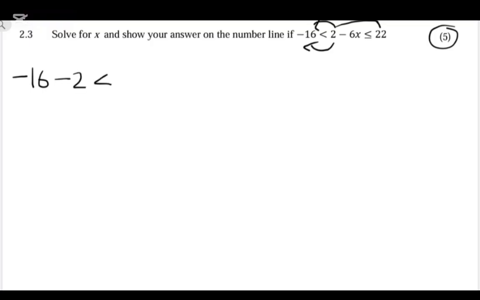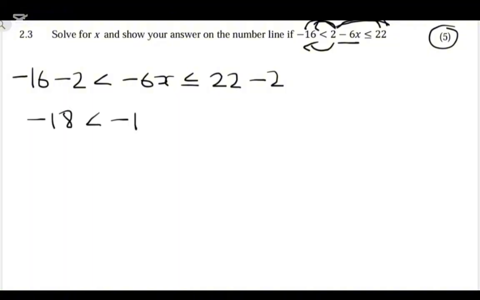When we take this one to the other side, we're going to be left with negative 6. This negative 6 is inside, and we keep the inequality the same. Since we take this one to the other side, we're also going to take it to the other side. So we're going to have 22 minus 2. We just need to work on the left and also on the right hand side. Here, if you punch it in a calculator, we're going to get negative 18. We keep the inequality the same, negative 6x, and then this is going to give us 20.